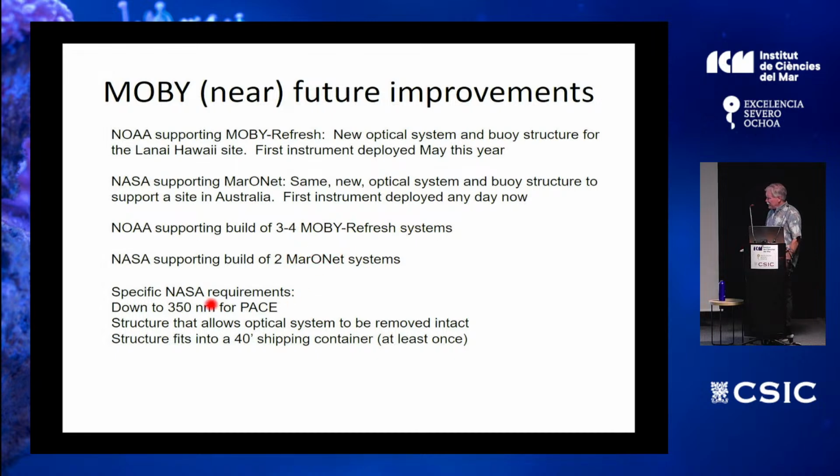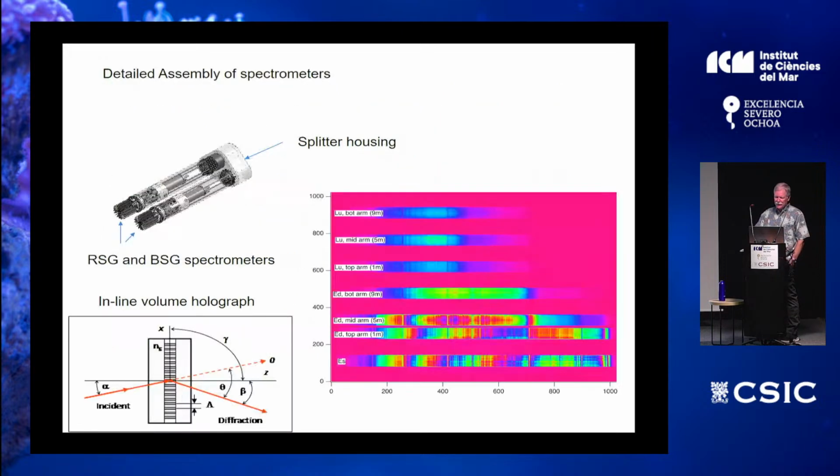And with NASA, we had to make sure we got down to 350 nanometers for PACE. NASA is supporting it under their PACE project, the PACE satellite mission. We needed to be able to fit in a container so that we could move it down there. We also have it such that the optical system can be removed intact, but we're not really going to use that feature. The new spectrometers use something called an inline volume holograph.